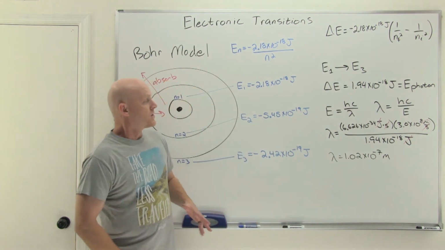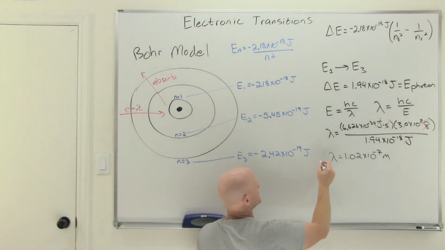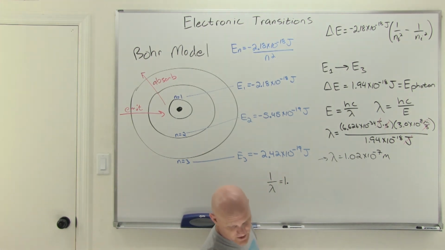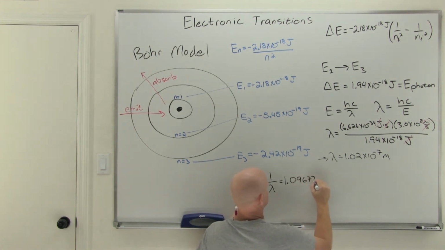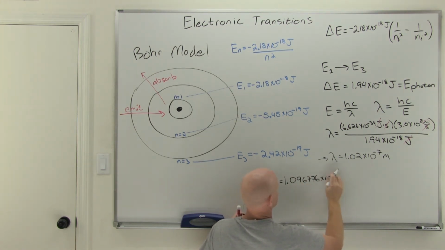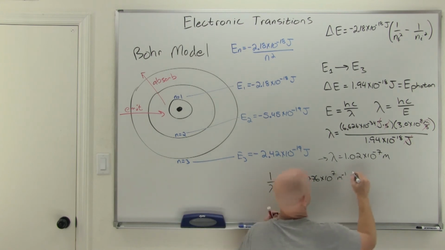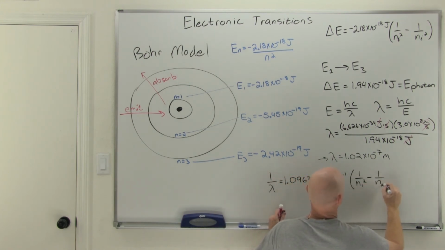Cool. There's also another equation that allows you to calculate your wavelength directly. It's what's called the Rydberg equation. It's 1 over your wavelength equals, and this is one constant I definitely don't know off the top of my head, I'm going to look at it, 1.096776 times 10 to the 7th meters to the minus 1, I believe. Yep. Times 1 over n1 squared minus 1 over n2 squared.